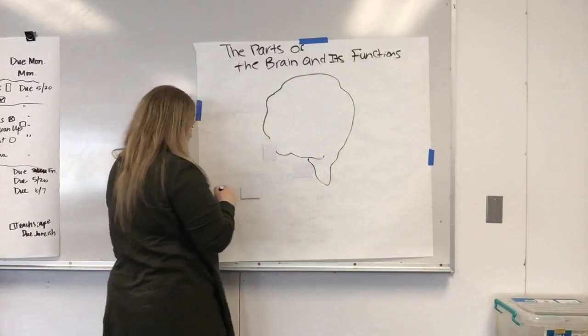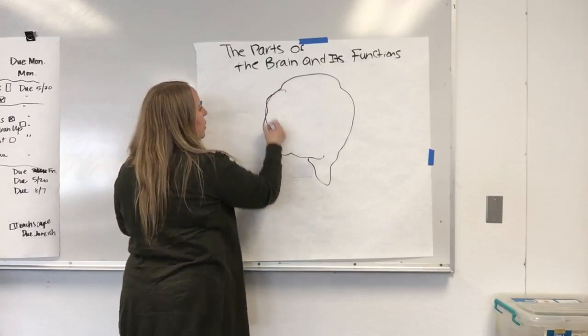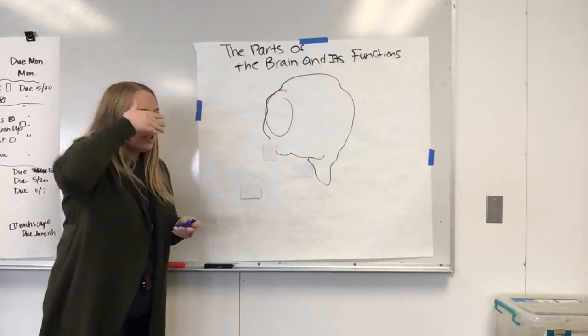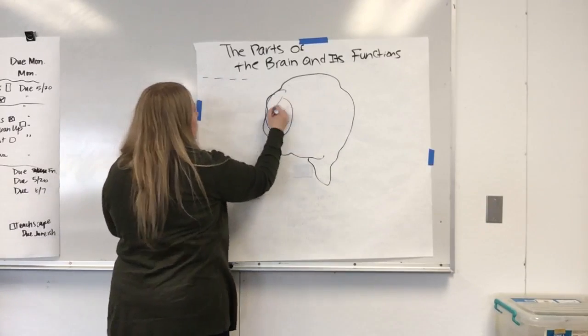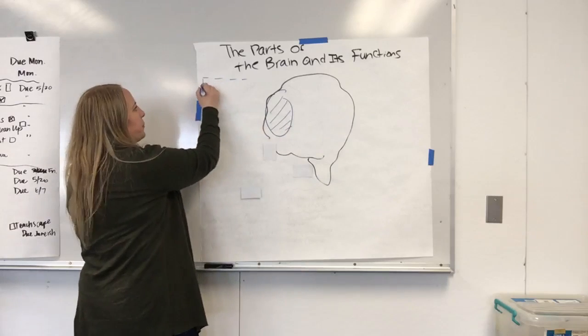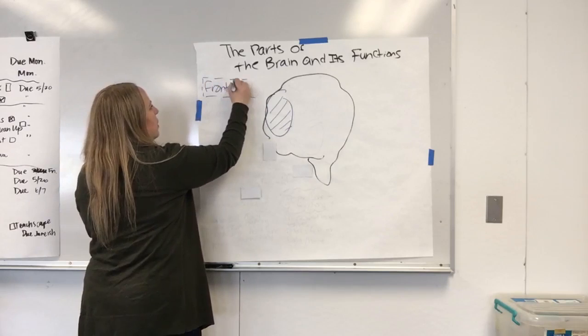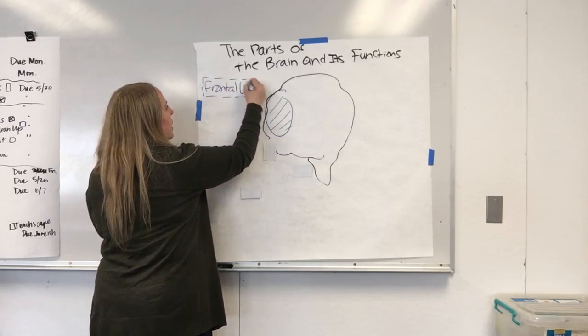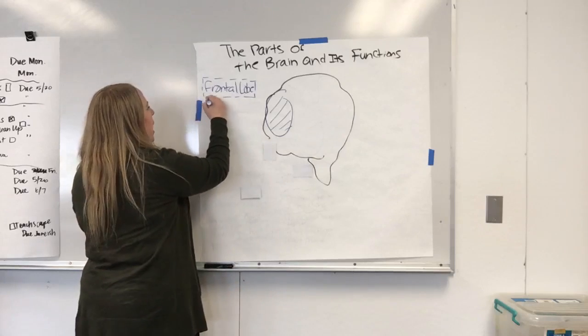And the very first part of the brain that we're going to focus on is the frontal lobe. Can you say frontal lobe with me? Frontal lobe. So our frontal lobe is right here. And our frontal lobe has some specific jobs. One of the jobs is abstract thinking.